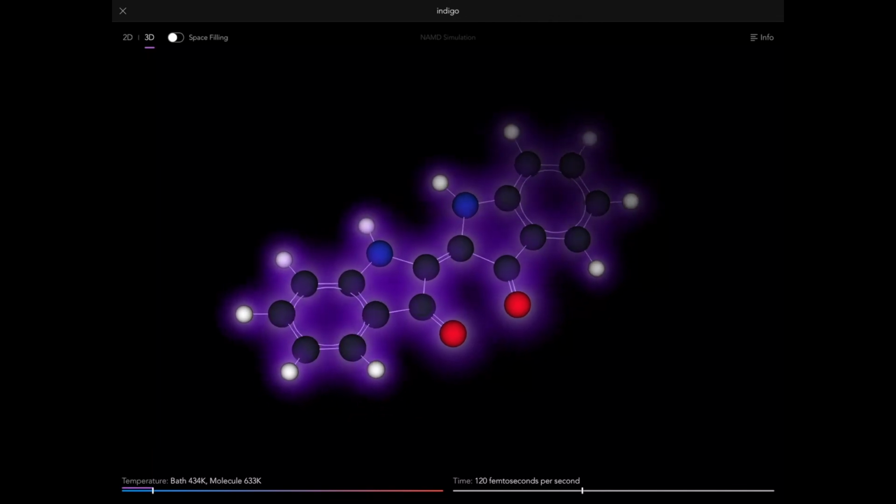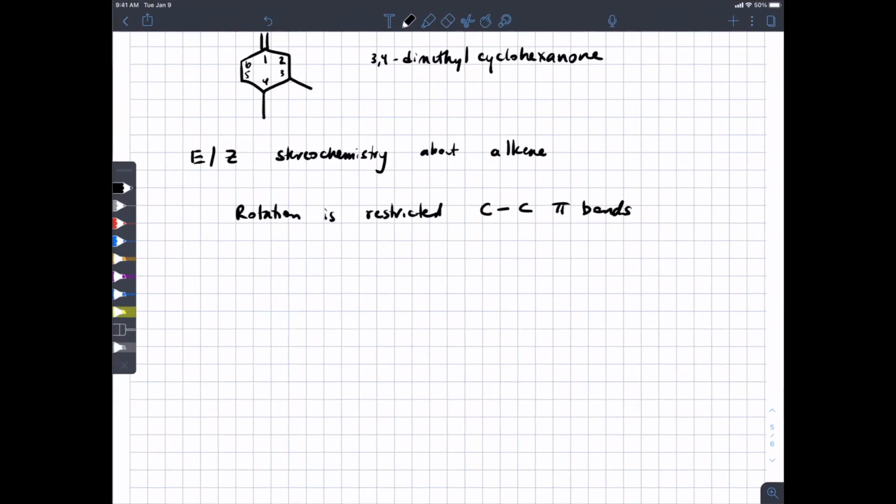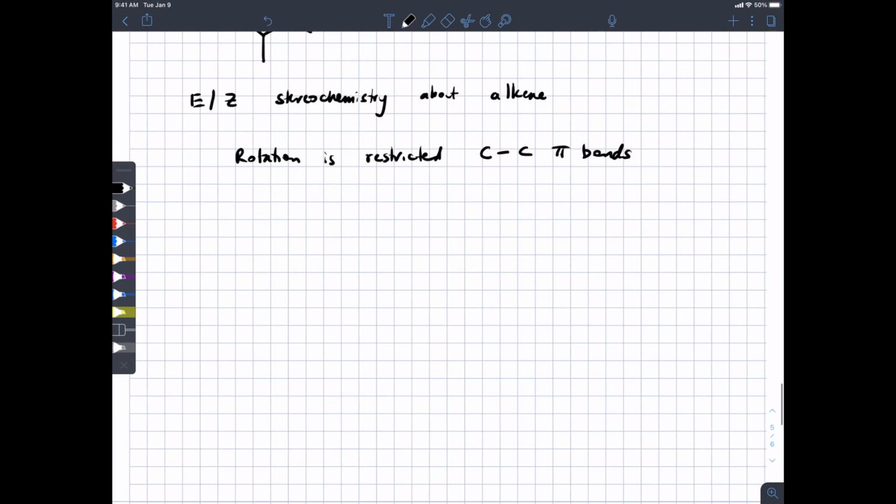Remember that it was isomerization about a double bond, which we talked about as being an important part of vision. A change in shape makes a big difference. So how do you talk about shape about a double bond?